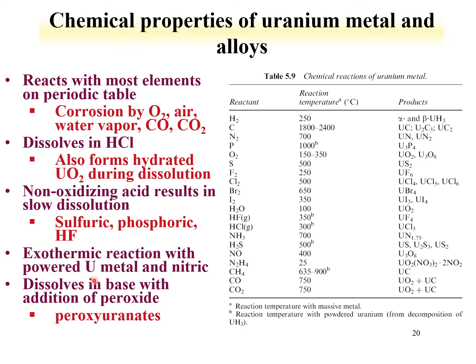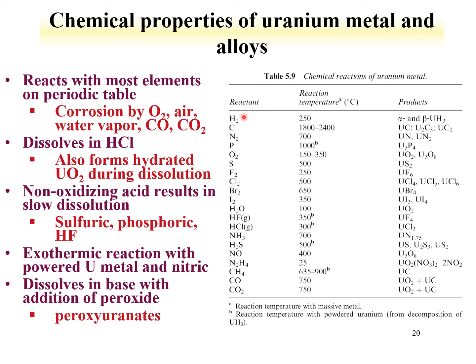The metal, especially if it's powdered, with large surface area, forms lots of heat when it is dissolved in nitric acid. And it can dissolve in a base with the addition of peroxides. And it forms these peroxyuranates, which are unique compounds amongst the actinides, where peroxide species can be formed, and we've already talked about that in separations, where peroxides of uranium is one of the routes of doing a selective precipitation of the material.